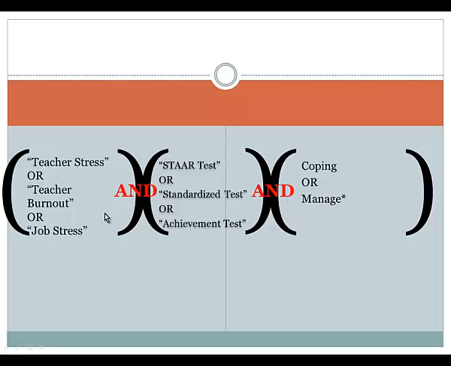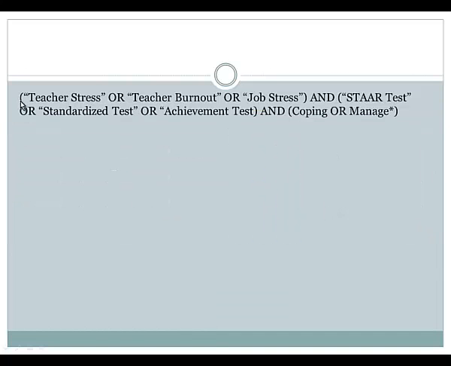That will tell the computer, I want you to find anything out of here, anything out of here, anything out of here, but they have to have at least one from each of these sets before you return back an article to me. What this looks like typed out would be the parentheses teacher stress or teacher burnout or job stress, and STAR test or standardized test or achievement test, and coping or manage with an asterisk, setting each of these off with parentheses.